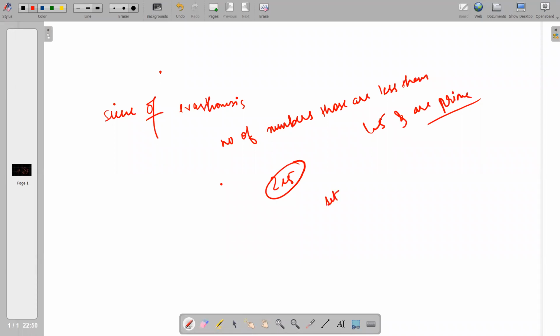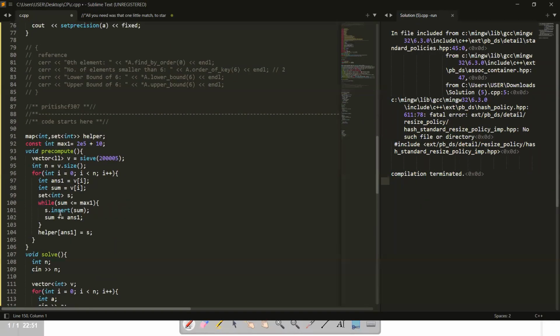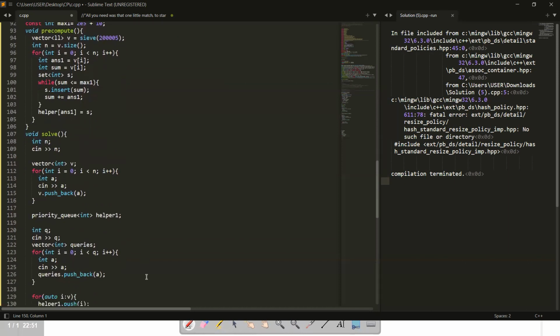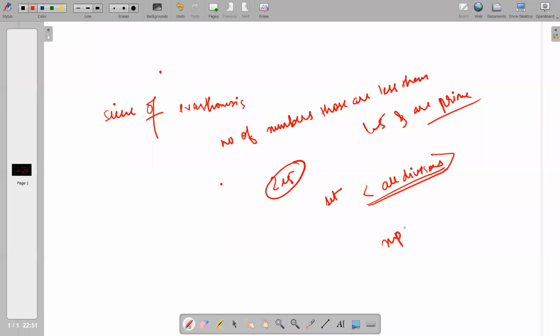Now in the set, you can put all the divisors of them. Like here I wanted to show you. In the set, you can put all the divisors of them, and you can store it in a map. And whenever you need to have access to it, you can just find it with map of answer to access the set.